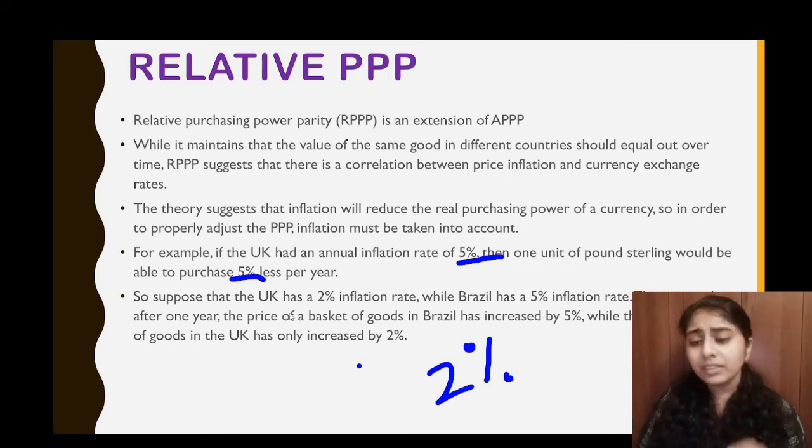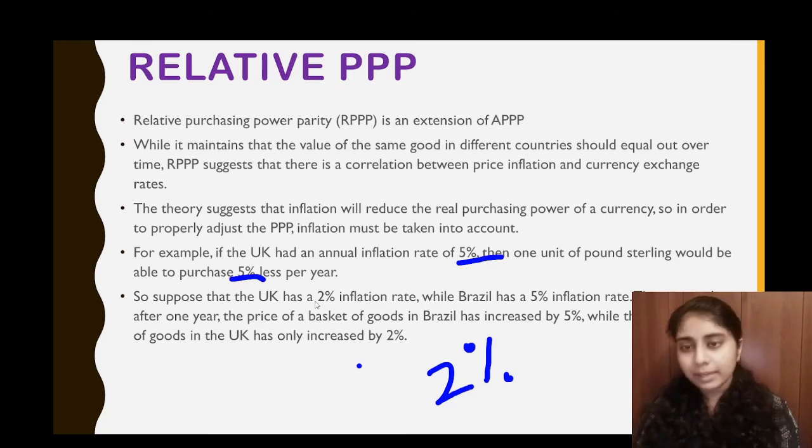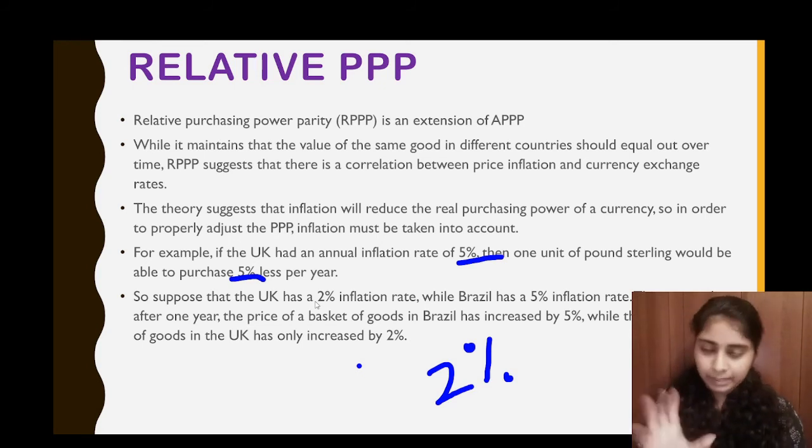Suppose in UK it has an inflation of 2% and in Brazil it has an inflation of 5%. It means that in 1 year the price of a basket of goods in Brazil is increased by 5%, while the same basket of goods in UK will only increase by 2%. Is that clear? I will explain once more.